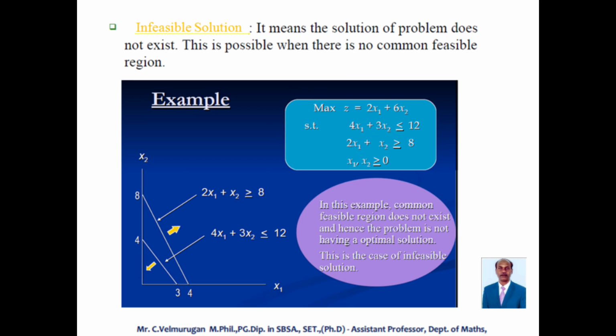So if it is infeasible, we can clearly understand that we can't find a common region. If we find the common region, only then can we find some feasible points, and only then can we find the optimum solution. Otherwise, we can't find the optimal solution.